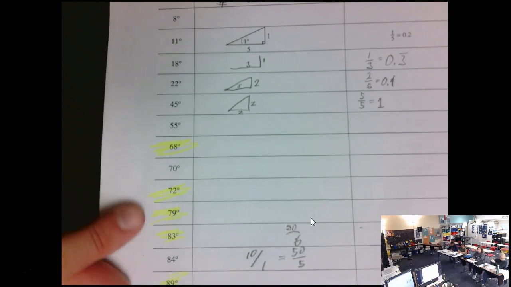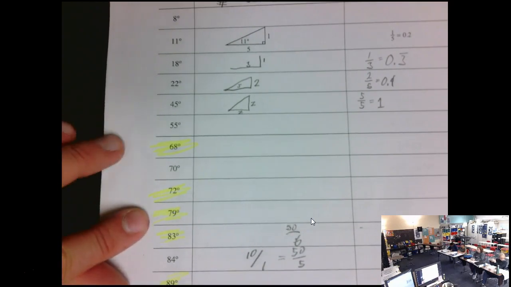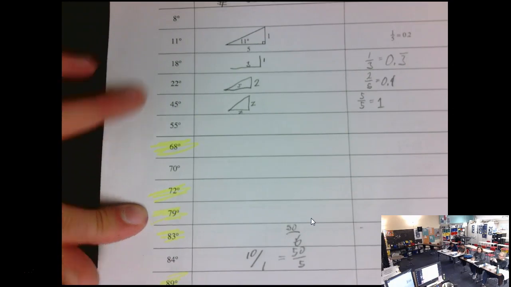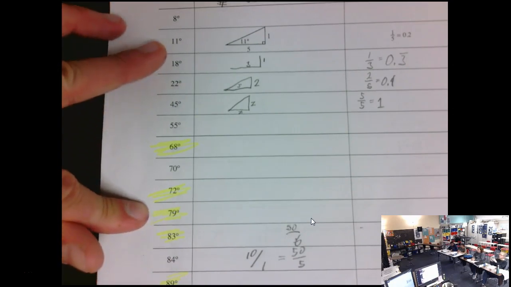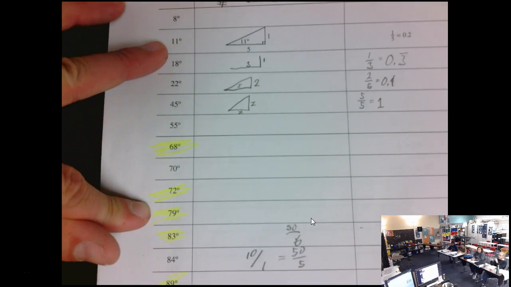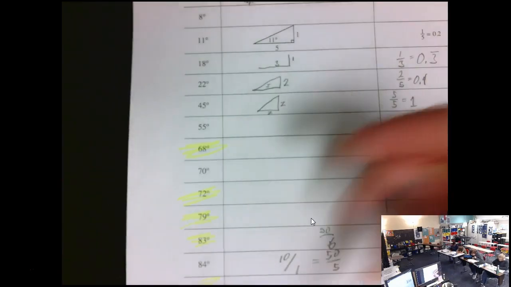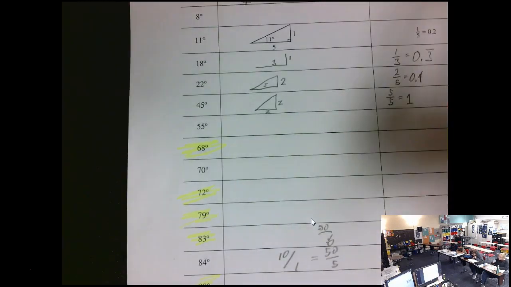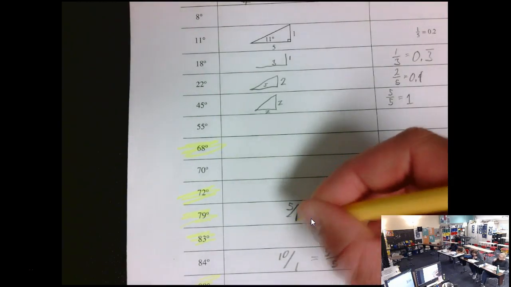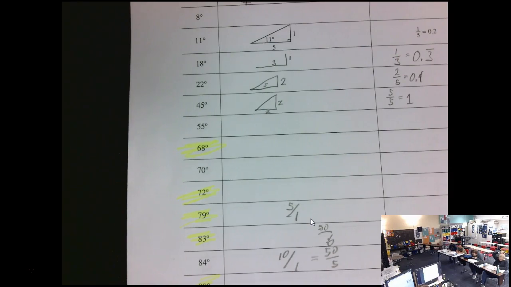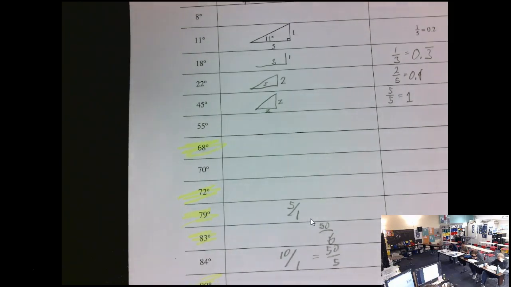So what about 79, what kind of relationship would it share? Complementary with 11, which means their slope triangles would be reversed, right? So 79 should be 5 over 1. Go ahead and fill that in. See if you can find any other relationships like that on this paper. 79 is 90. Complementary.